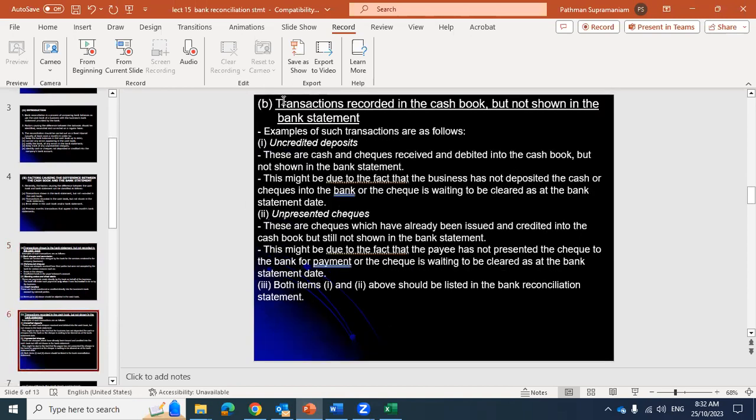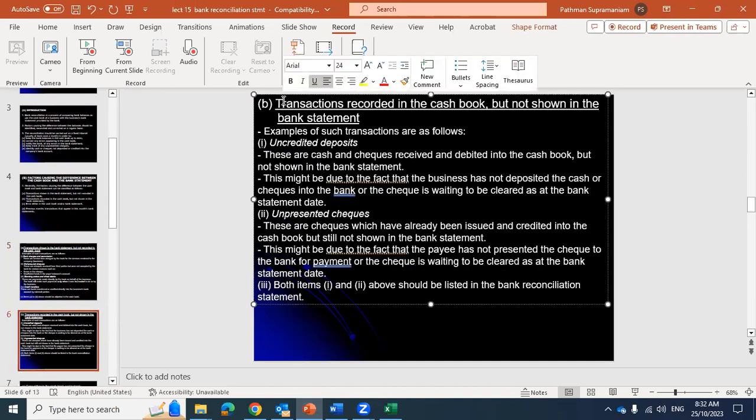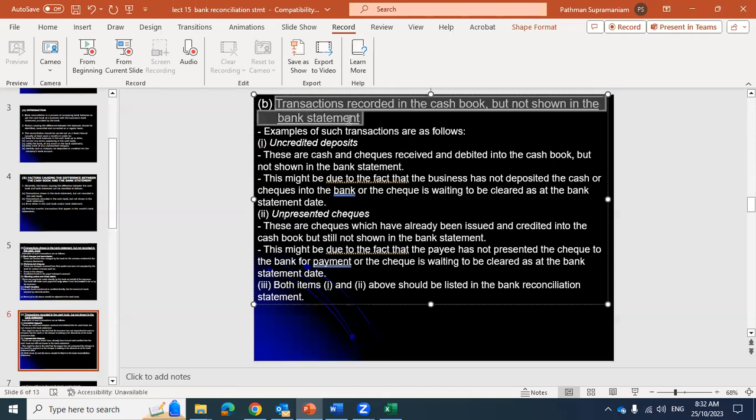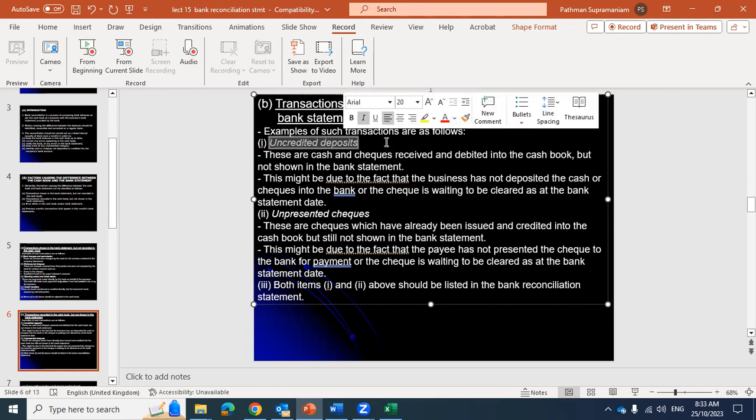Okay, next, transactions recorded in the cash book but not shown in the bank statement. This is the opposite of what we just discussed. The one we discussed just now is where the transaction was recorded in the bank statement first, followed by the cash book. Here is where the transaction is recorded in the cash book first, followed by the bank statement. Examples of these transactions are, firstly, uncredited deposits.